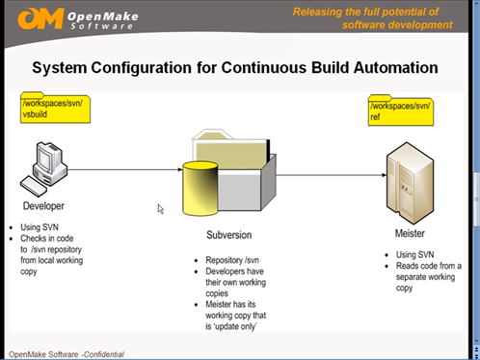We have a single repository where developers have their own working copies, and the Meister build tool has its working copy that effectively is update only. So a developer will use Subversion on their desktop. They'll check into the SVN repository from their local working copy. At build time, Meister will also use Subversion through its integrations, and it will read code from its working copy of the branch that is being built and go ahead and do the build.